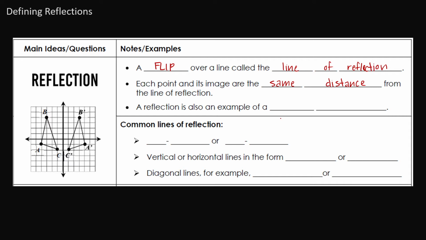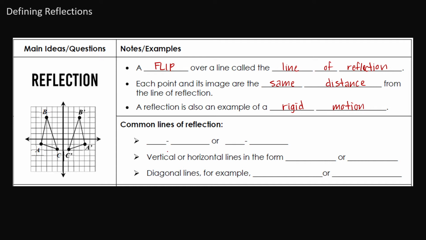A reflection is also an example of a rigid motion. And if you remember the definition of a rigid motion, it's just a transformation that results in a congruent figure. So when you reflect across a line of reflection, your resulting figure is congruent to the preimage.